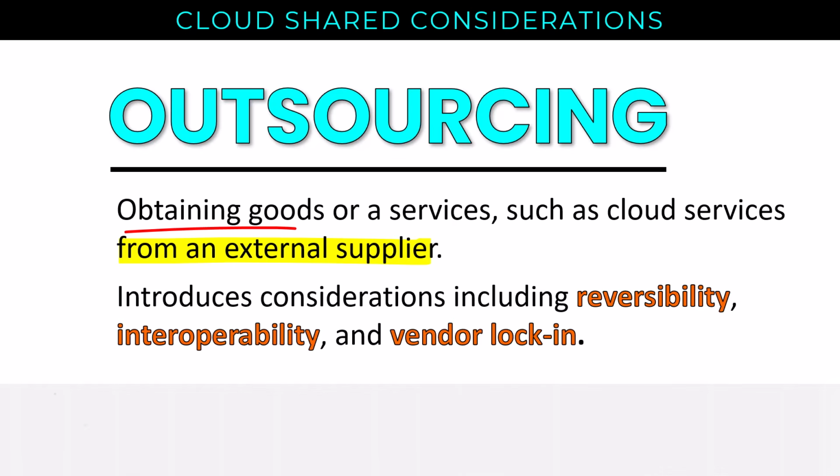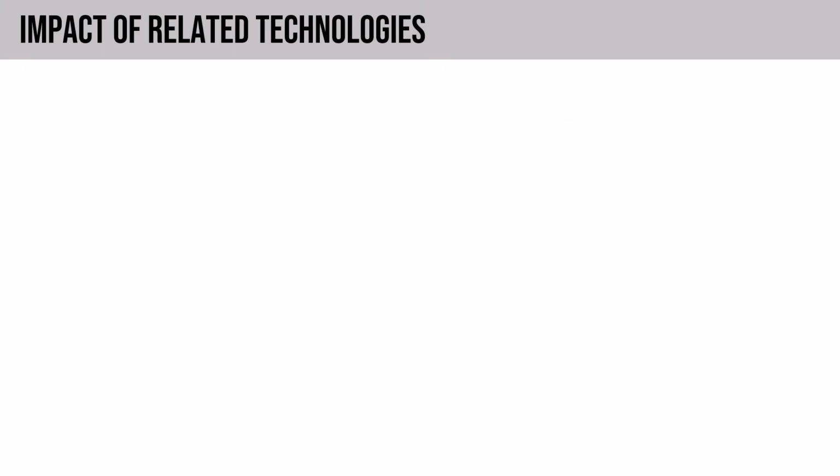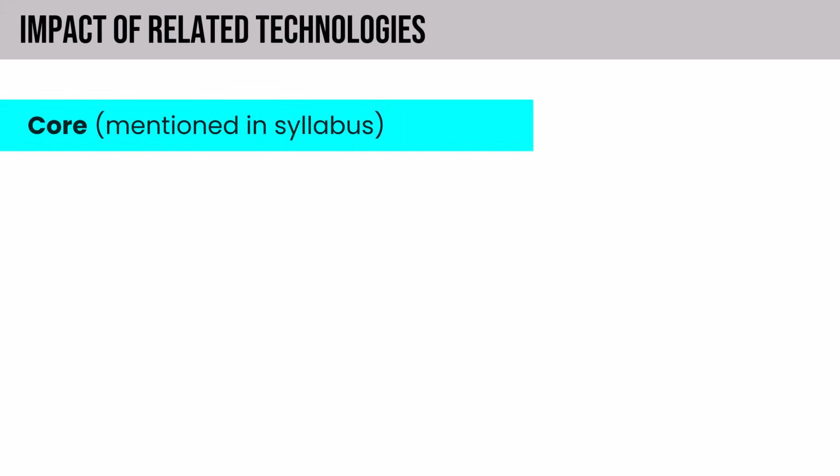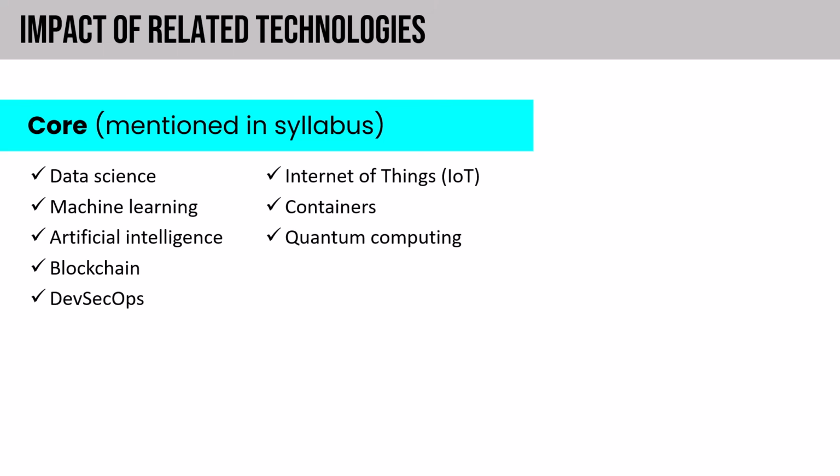It's worth noting that vendor lock-in can be a technical or a contractual constraint that prevents a customer from moving from a provider. Now we're going to move into impact of related technology. So called out explicitly in the syllabus, we see data science, machine learning, artificial intelligence, blockchain, DevSecOps, Internet of Things, containers, quantum computing, confidential computing, and edge computing.